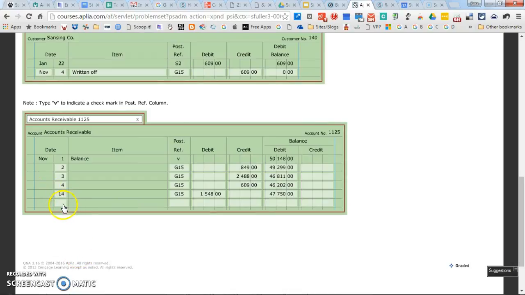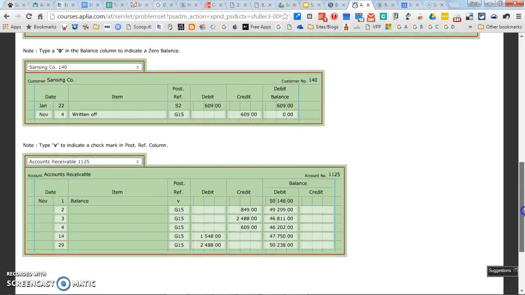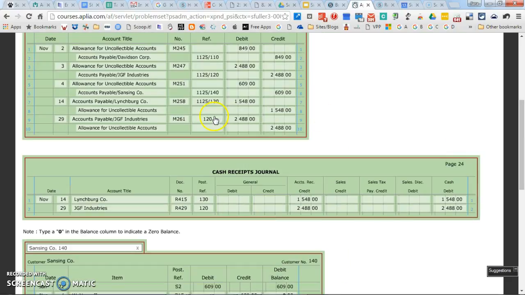And then our last one for accounts receivable is on the 29th. Post reference is G15. It's a debit of $2,488. And our new debit balance will be increasing again, so $50,238. Come back up for our post reference. 1125/140.